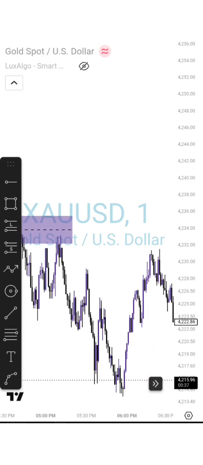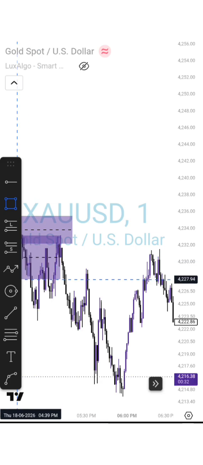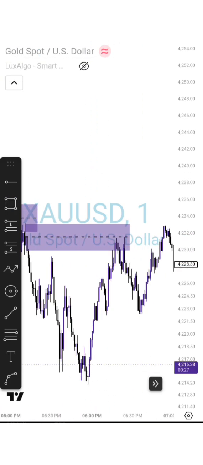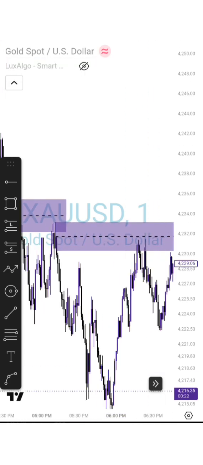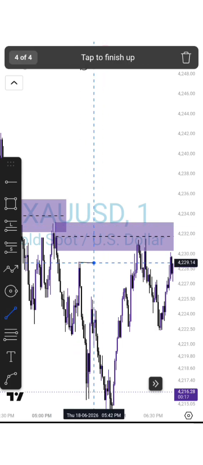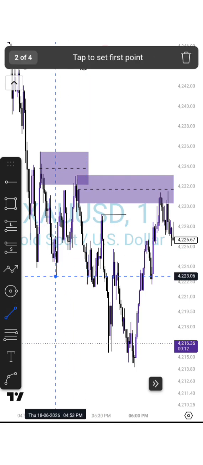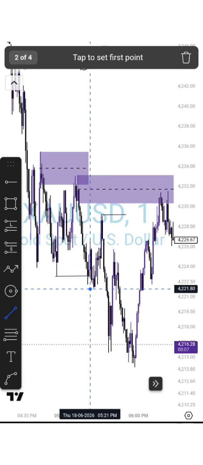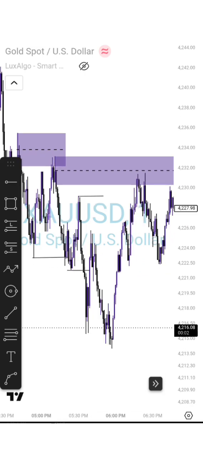After that, where do you think the next order block should be? The next order block should be around here. That's where the next order block should be. Now we have an inducement, that is liquidity that price should take. We have multiple breaks of structure. This is 1, this is 2, and this is 3.